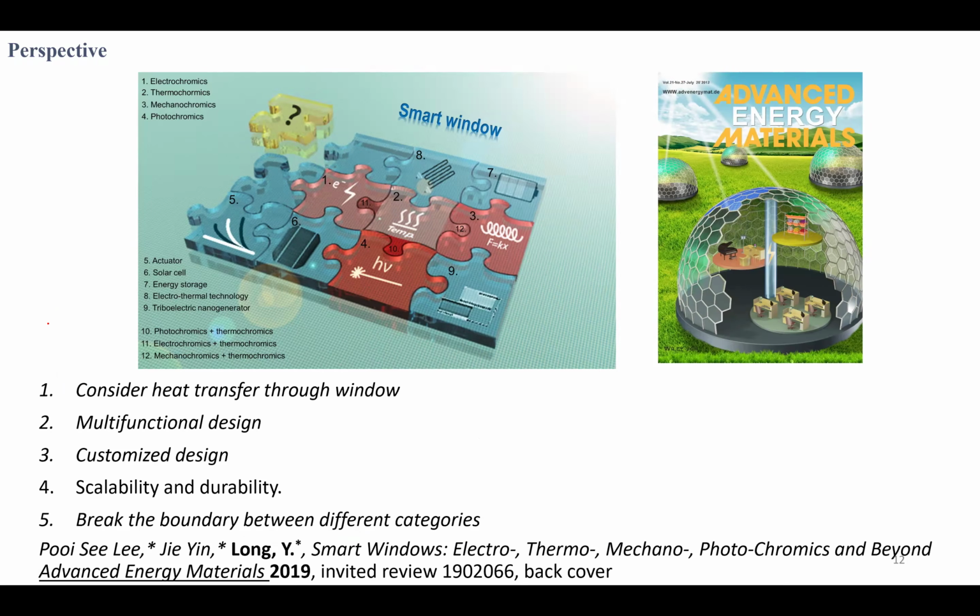So in 2019, I wrote a review paper for Advanced Energy Materials. These are the five categories we think we should improve in this area: consider heat transfer, multifunction design, customer design, scalability, and durability. I'll very quickly talk about a few things here.